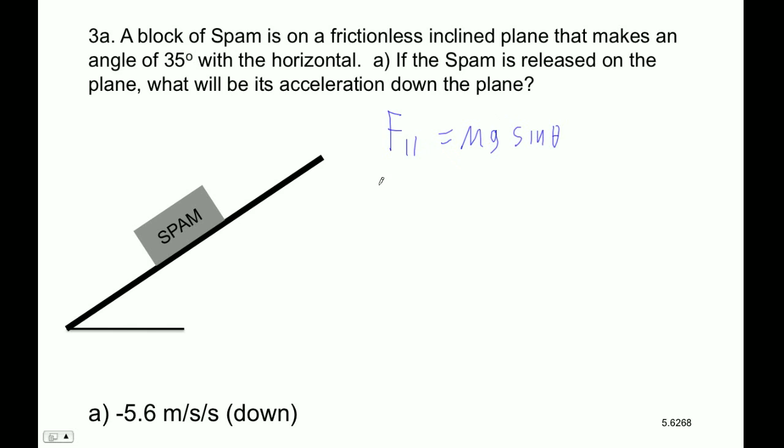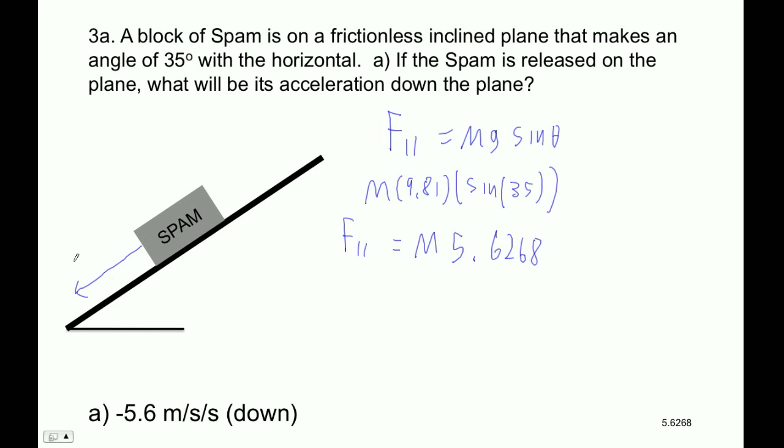Okay, so now let's just set this up. It's going to be m times 9.81 times sine of 35. Okay, so there we go. So let's crank that out here. I'm just going to do 9.81 times sine 35, and I'm going to store that in A. And I get that the force parallel is equal to m times 5.6268. Okay, so that's the force acting down the plane. 5.6268 m. We just leave it in terms of m.